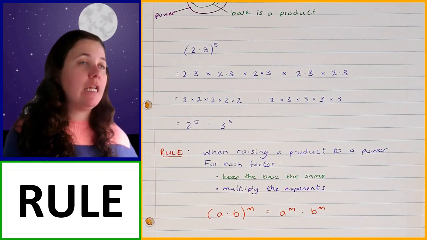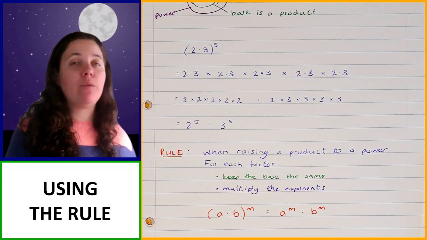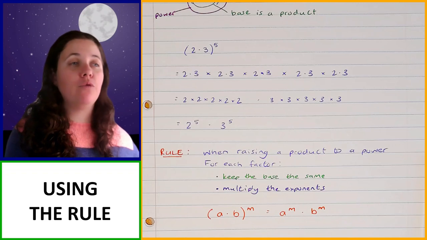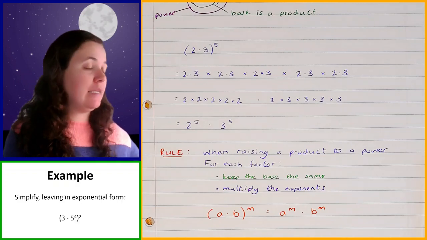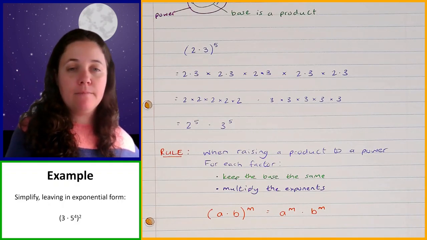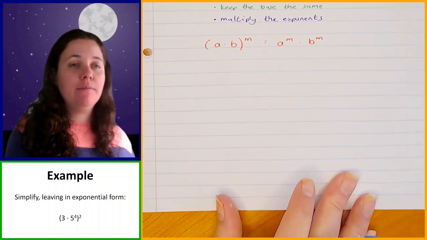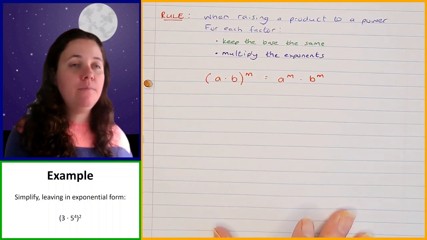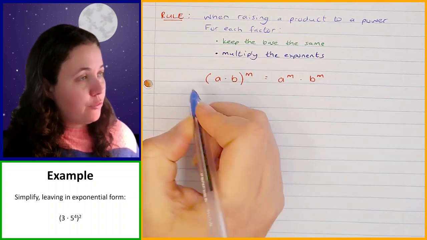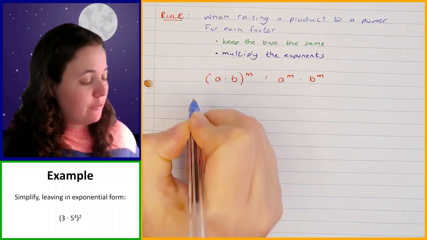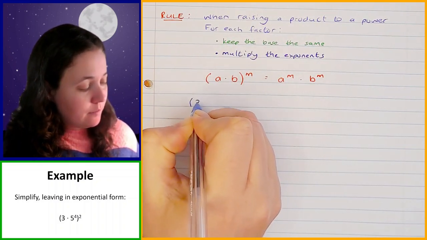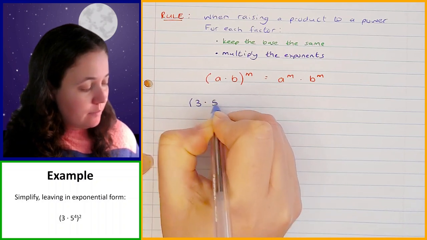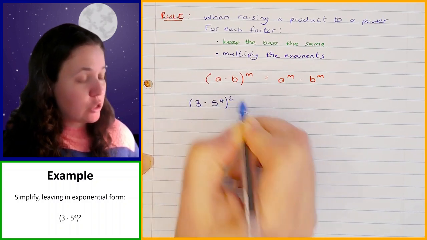Okay, so now let's have a look at some examples where we're actually going to use the rule. So the first example we're going to look at is this one over here, where I've got 3 multiplied by 5 to the power of 4 in brackets, and I need to square that.